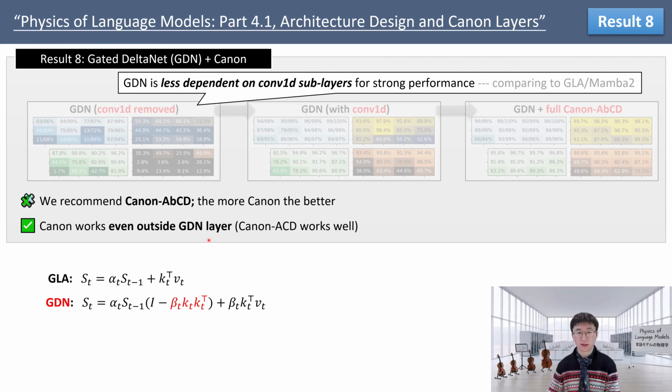So this is once again the same point I'm emphasizing again. That is, Canon layers are standalone architecture ingredients that do not need to be tied with any specific layer. It can work even outside your GDN layer or attention layer and so on.